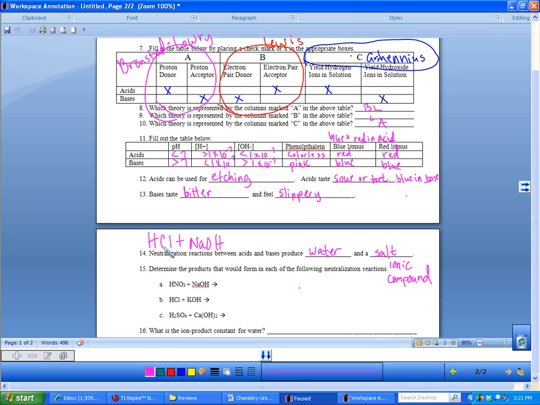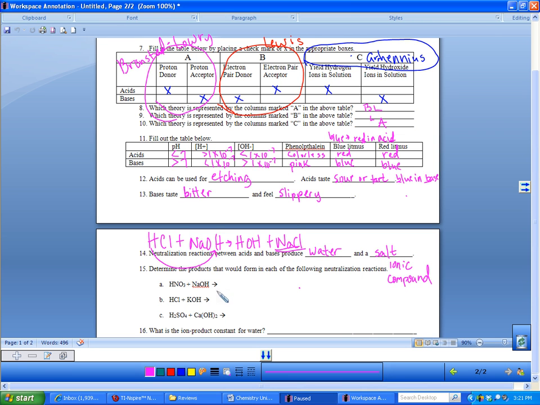which is hydrochloric acid plus sodium hydroxide, this hydrogen will hook up with the hydroxide to give you H2O or HOH. Either way you write it is water. And then Na will pair up with Cl to give you that salt that we were talking about.